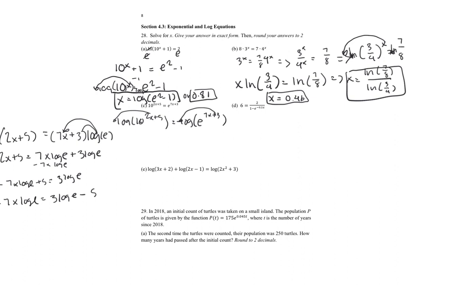On this left side, since they both have x's with them, we can just factor out an x. So that's going to be x times 2 minus 7 log e is equal to 3 log e minus 5. Then we can just divide by that 2 minus 7 log e on both sides. So x is equal to 3 log e minus 5 over 2 minus 7 log e, or 3.55.